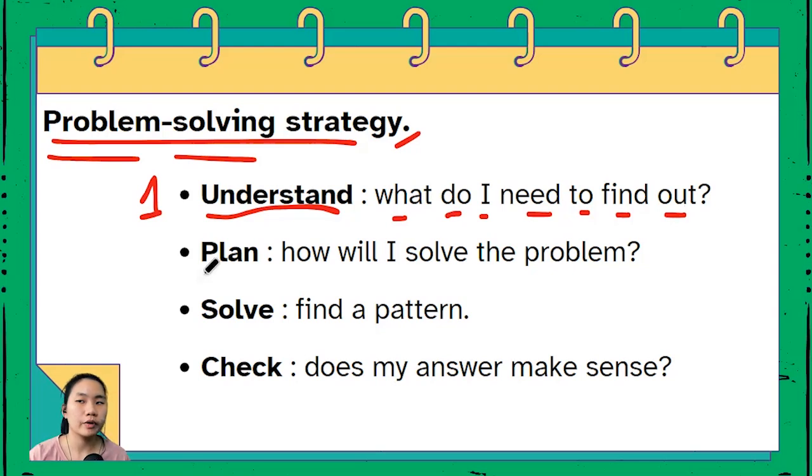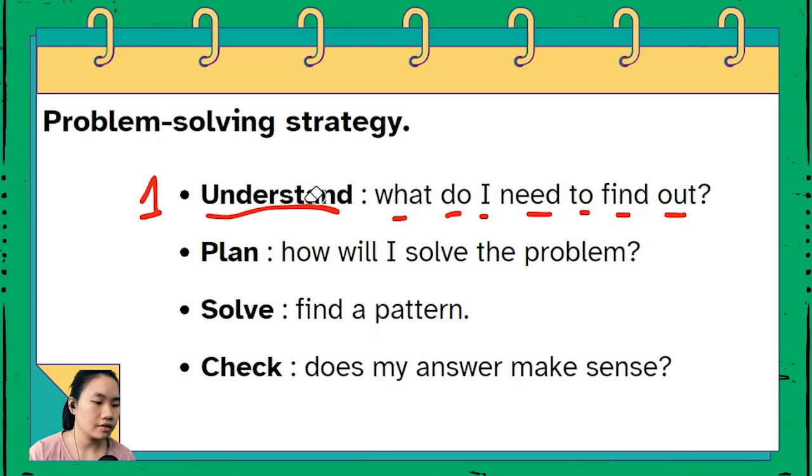For example, if Emily has 5 candies and she gives John 3 candies, how many candies does she have left, right? So we need to understand the problem. The problem is, how many candies does Emily have left after she gives away 3 to John? Let me erase this very quickly.